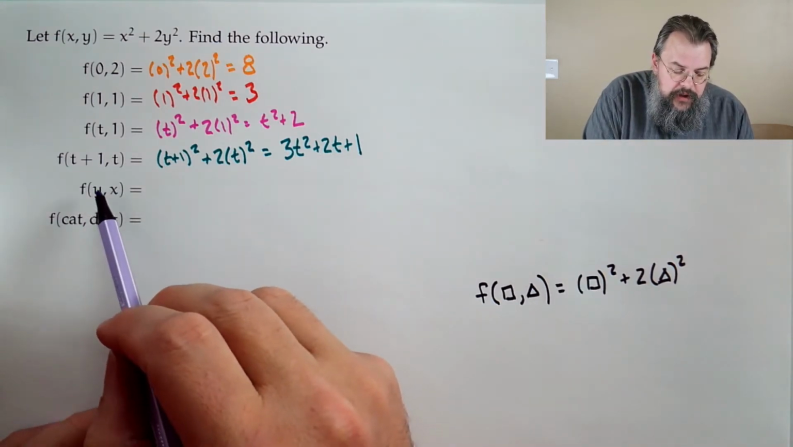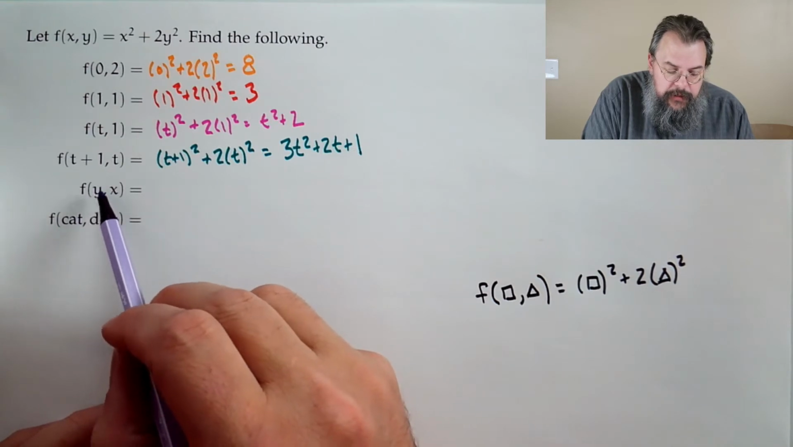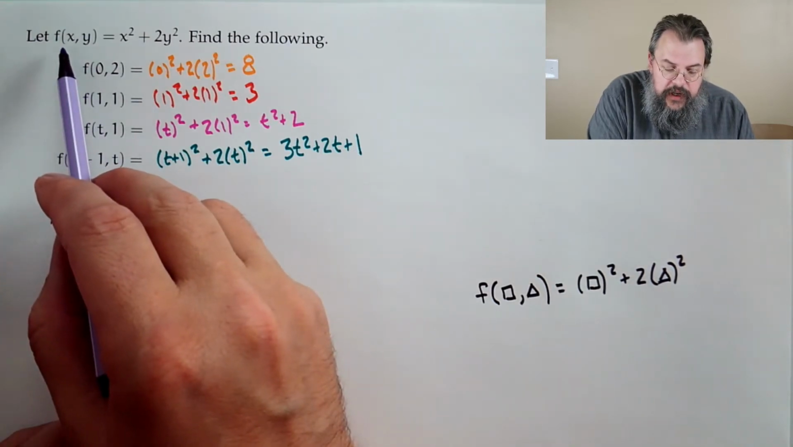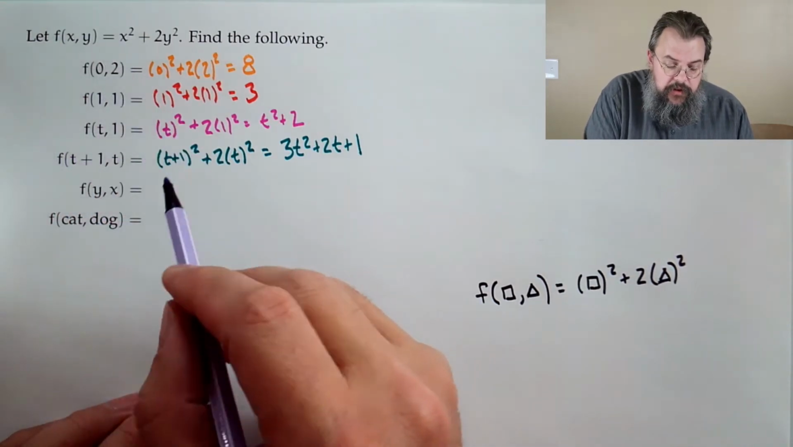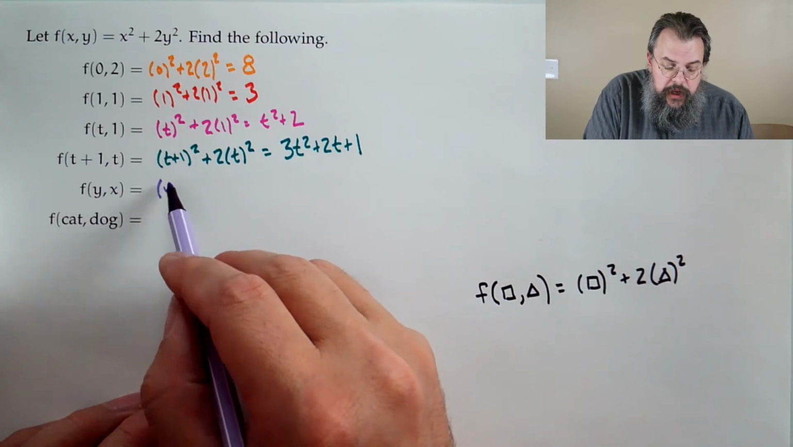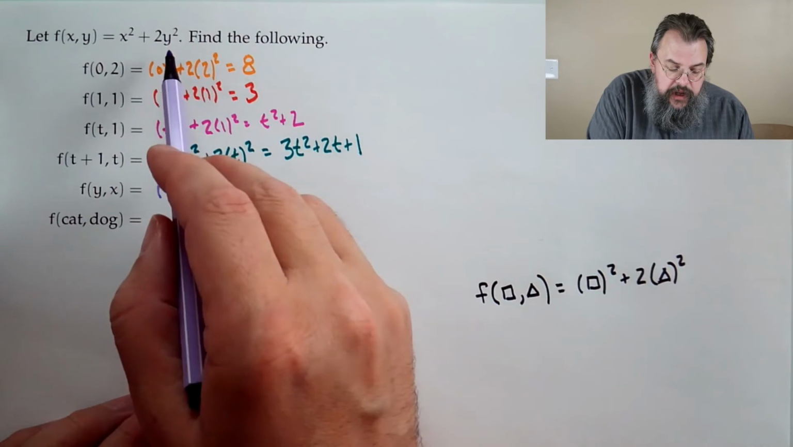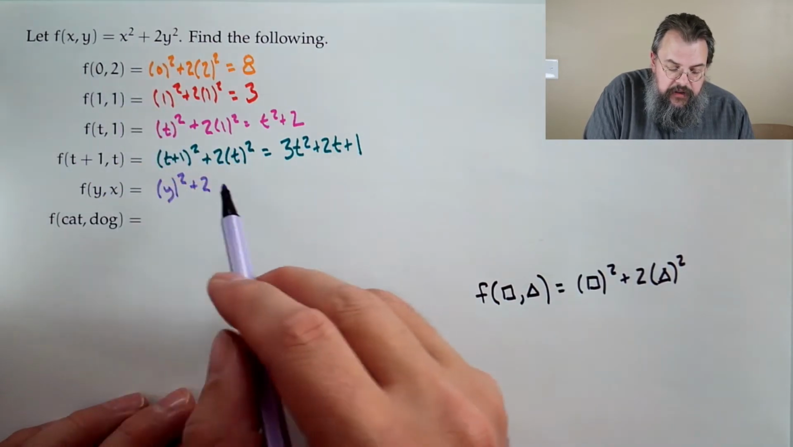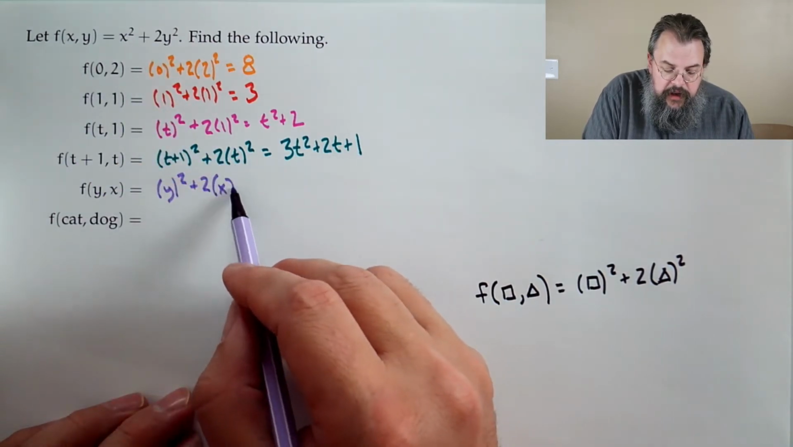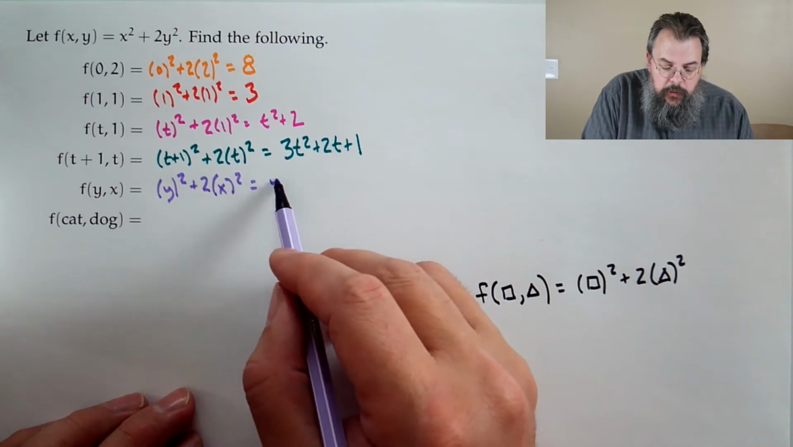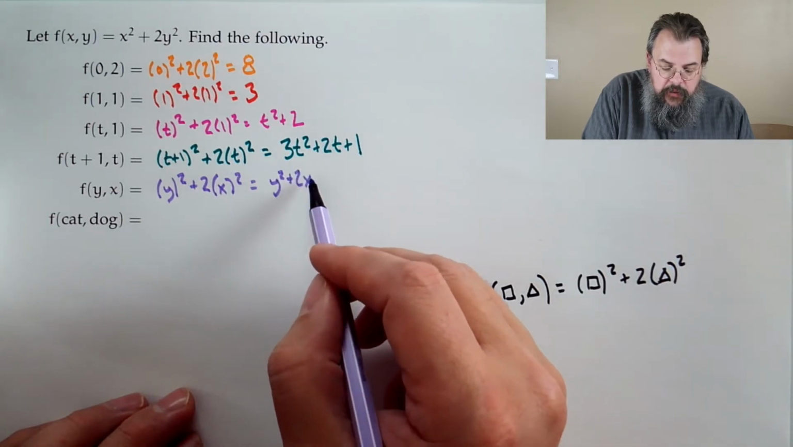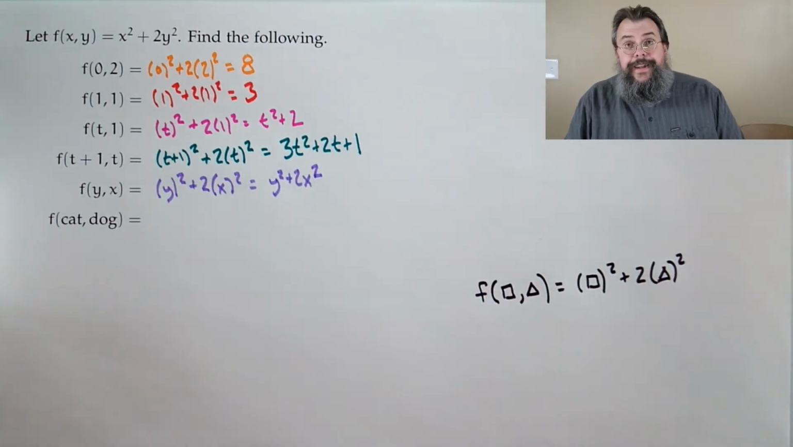Well, look, it says the first slot is becoming y. Now what we plug into the first slot, it says to square that. So this would be y squared plus 2. And see, now that's the second slot. Second slot is x squared. So you get y squared plus 2x squared. All right, now the last one.